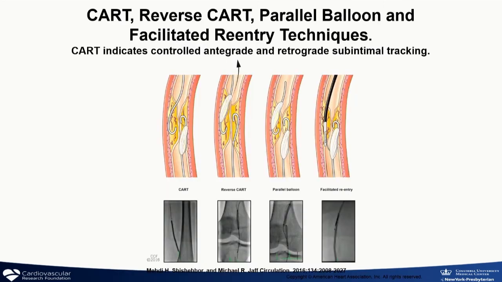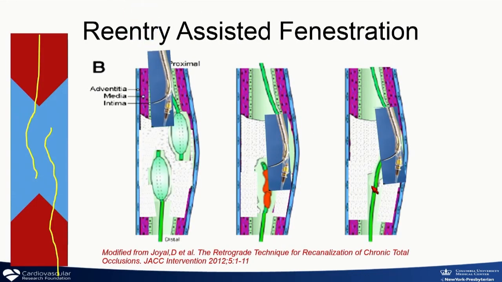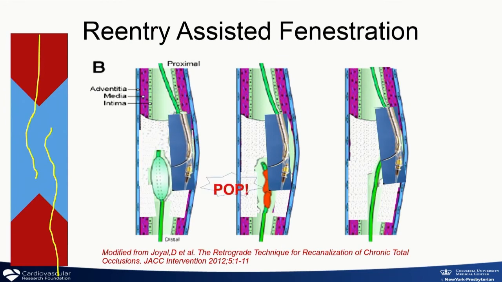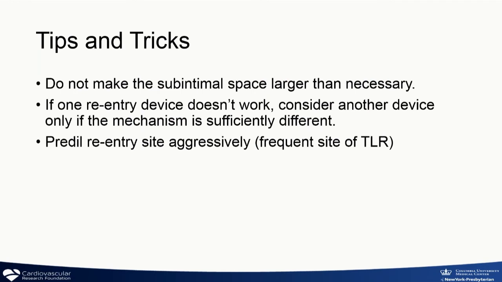So you've heard already about some of these other techniques, and you'll hear more about them as Art and others speak in the session. Among facilitated re-entry techniques, I would say the one re-entry device based technique is the so-called re-entry assisted fenestration, where you have a retrograde balloon and an antegrade needle-based re-entry device that can allow you to puncture from one subintimal space into another and then facilitate wire access to the spaces and reconnect the two subintimal spaces.